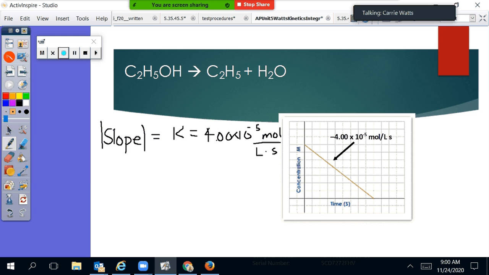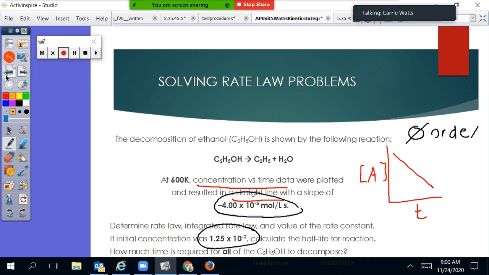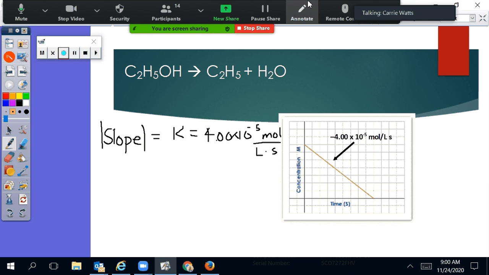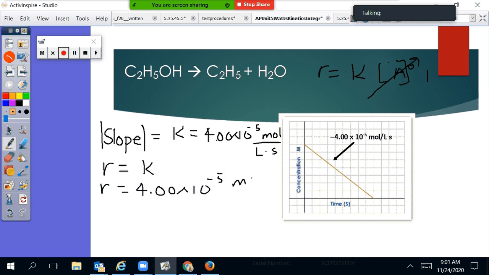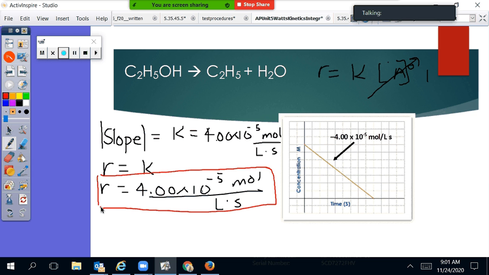The second thing is to write, let me just make sure I got all the directions, but I believe the first thing they wanted was the rate law. So we know the rate law for a zero order reaction is going to be K. Remember, rate equals K times A to the 0, which makes this 1. So our rate law is going to be 4.00 times 10 to the negative fifth mole per liter per second. And that's the answer to the first question. That's our rate law.